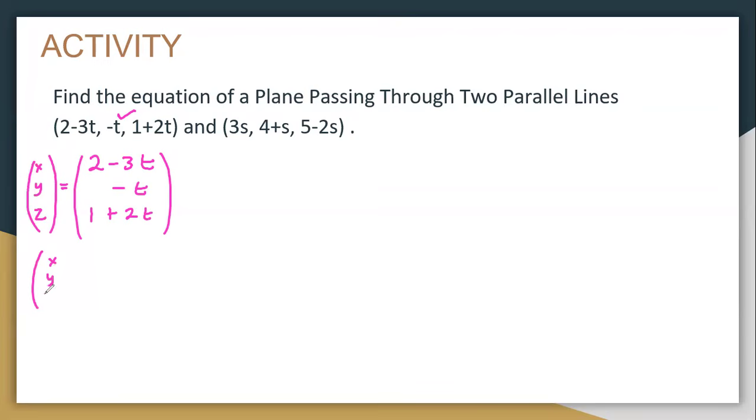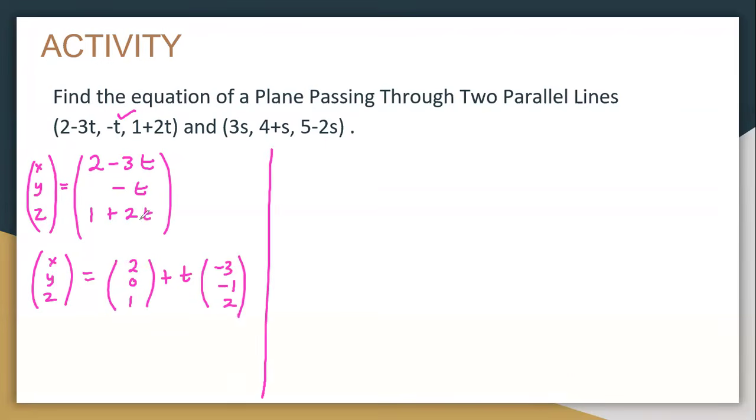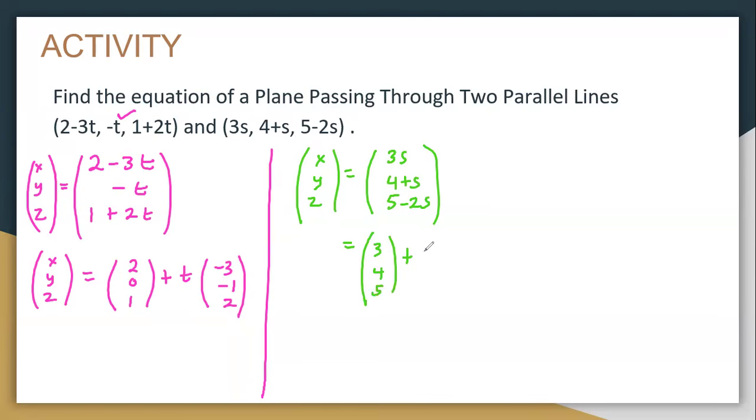So I'll have x, y, and z. And when you check here, this is (2, 0, 1) plus our t into (-3, -1, 2). That is for the first line. Then for the second line, we have x, y, and z, and this line is 3s, 4 plus s, and 5 minus 2s. So we shall have (3, 4, 5), then plus s into (3, 1, -2).